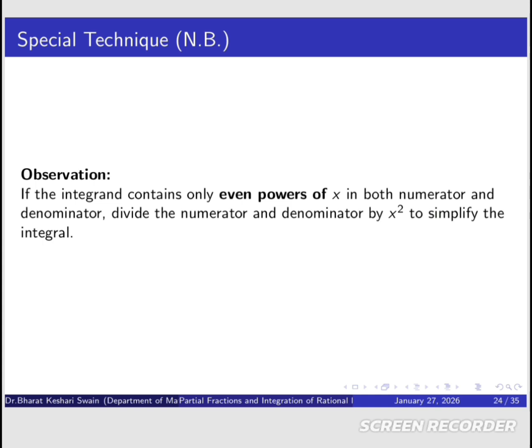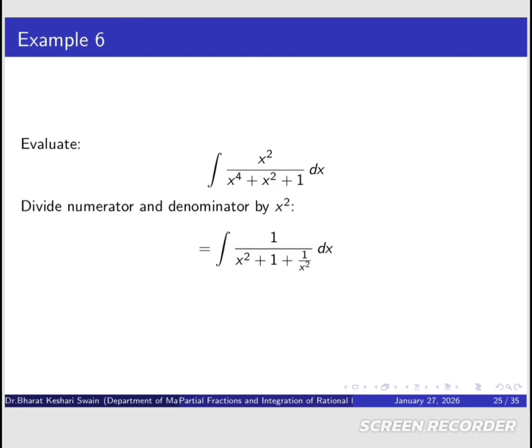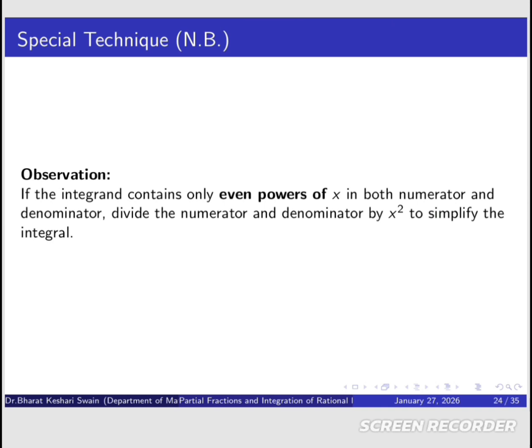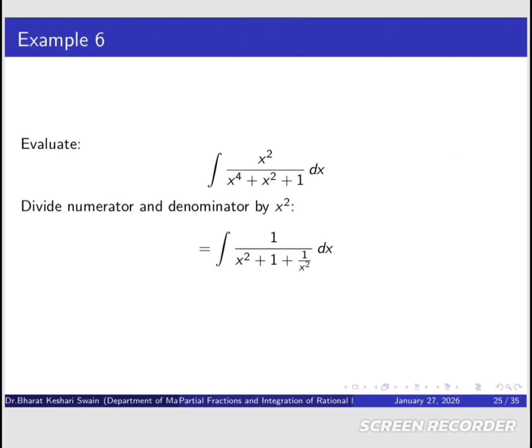Now there is a special technique. If the integrand contains only even powers of x in both the numerator and denominator, then divide the numerator and denominator by x square to simplify the integral. If it is only even powers of x. So here you can check. In this example, the numerator is of degree 2 and the denominator is of degree 4. So both the numerator and denominator have even powers. So just divide the numerator and denominator by x square.